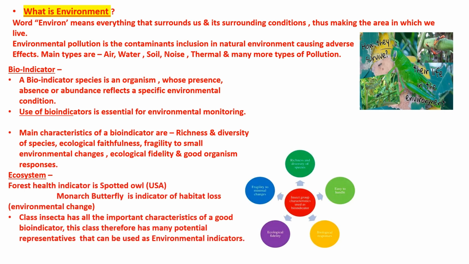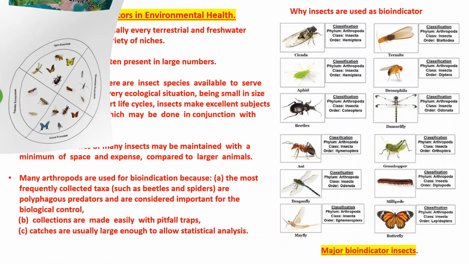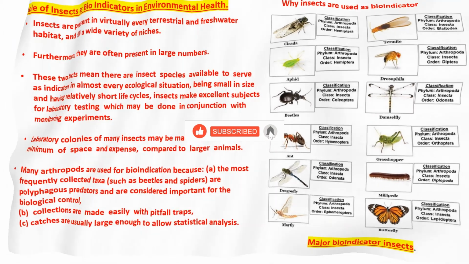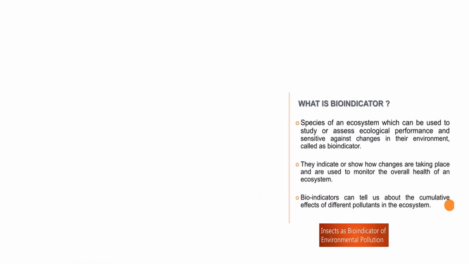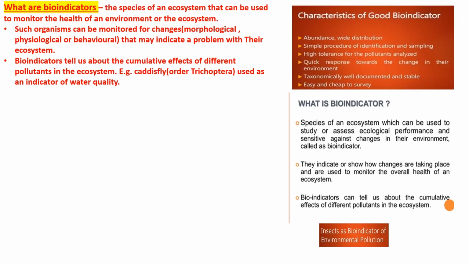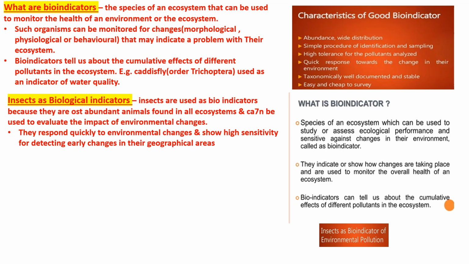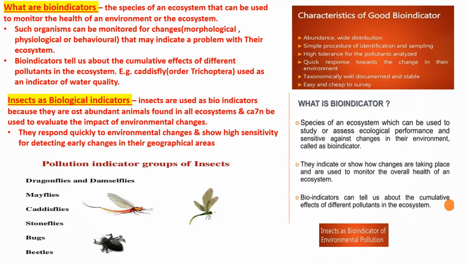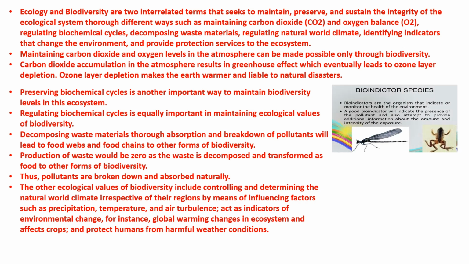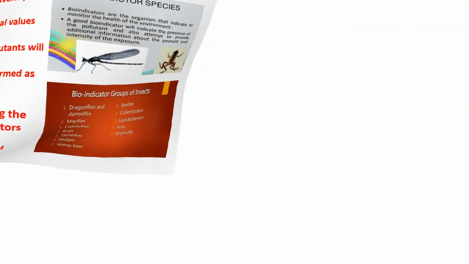Environment means everything around us. Bioindicators' characteristics are richness and diversity of species, ecological faithfulness, and fragility to environmental changes. Insects fulfill all these characteristics. Through ecological and biodiversity interrelationships, they maintain pressure and sustain ecological systems, affecting different ecosystems, mainly aquatic, agro, forest and mountain ecosystems.